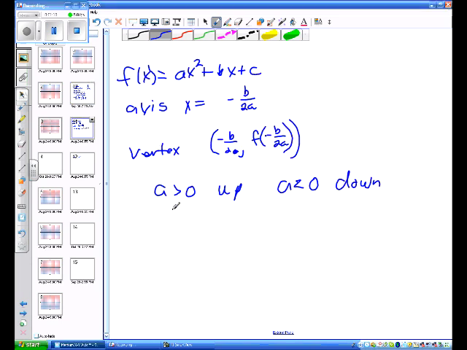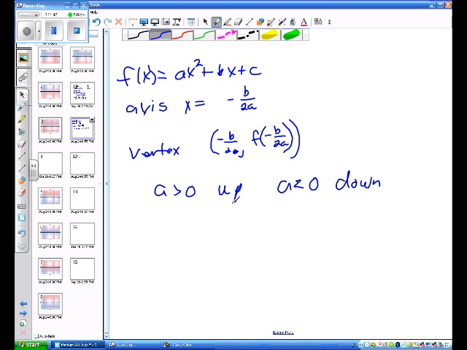We also have another form, what we might call our general form, which is f of x equals ax squared plus bx plus c. In this case, our axis of symmetry is x equals the opposite of b over 2a. The vertex then is that x value, the opposite of b over 2a, and then we have to substitute it into our function to find our y value.